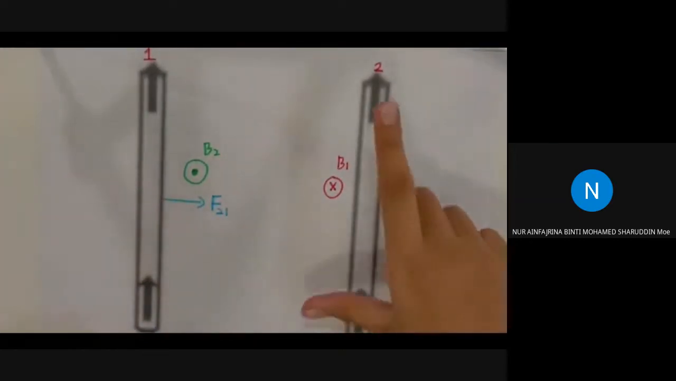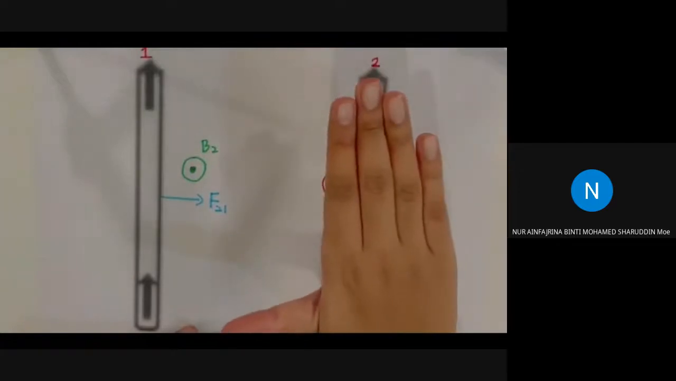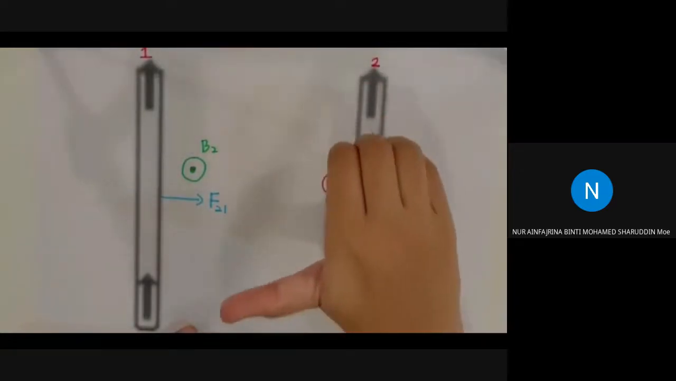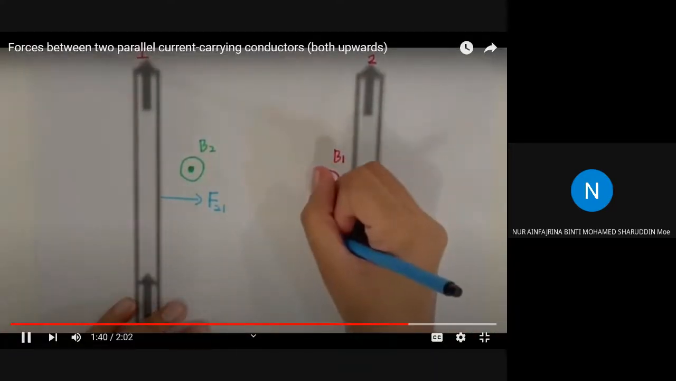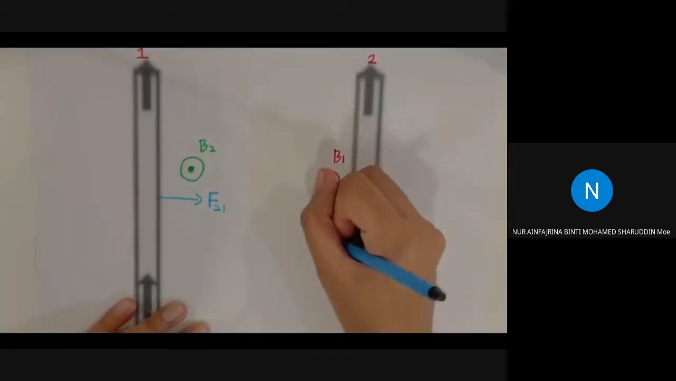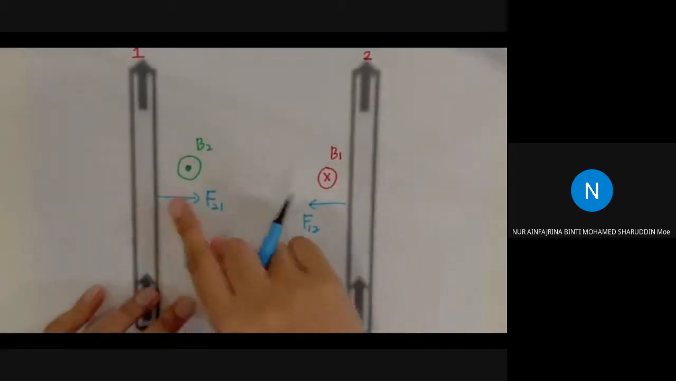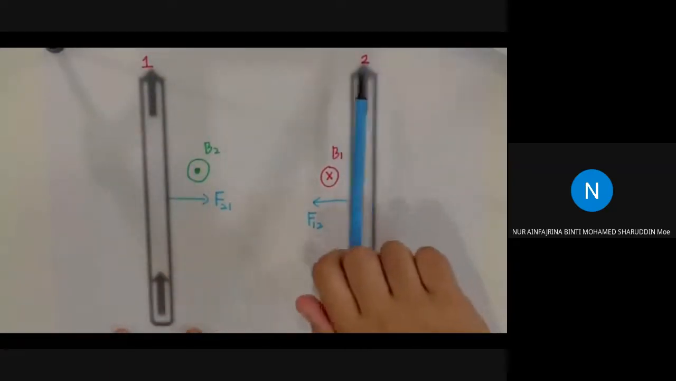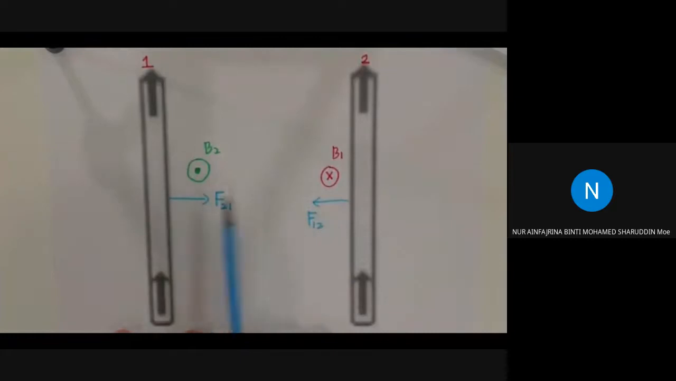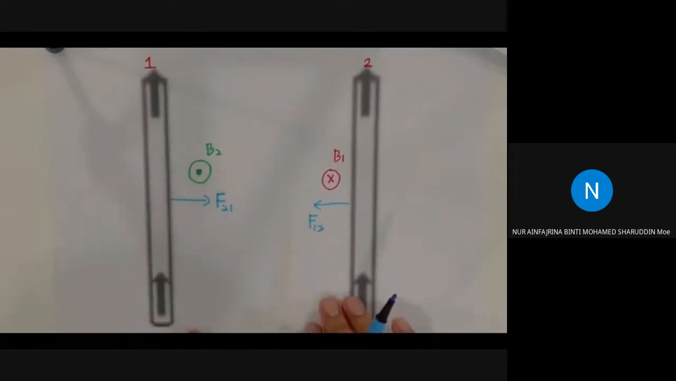The same thing for wire 2. Wire 2 has current upward, magnetic field inward. So with current upward and magnetic field inward, we get the force to the left. This is the force on wire 2, due to the magnetic field of wire 1. Okay, so now we notice when both currents are in the same direction, both upward, the force will be towards each other. So when towards each other, it is actually an attractive force.